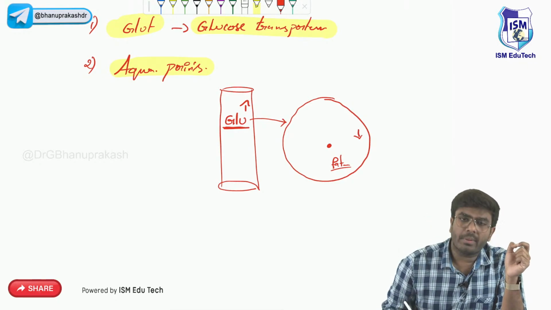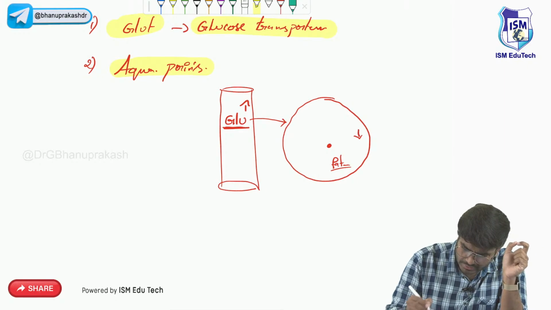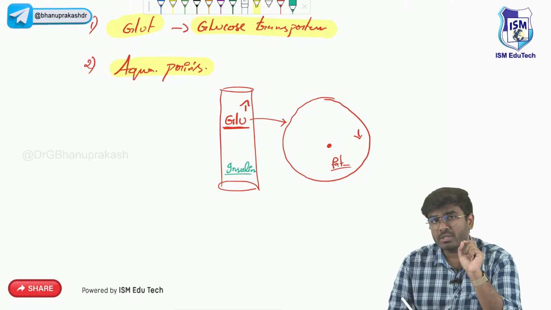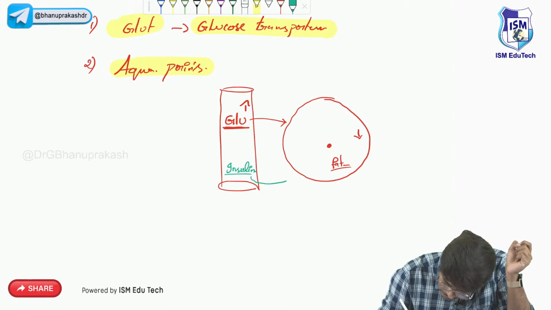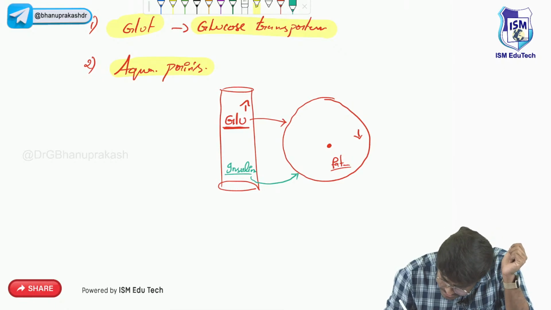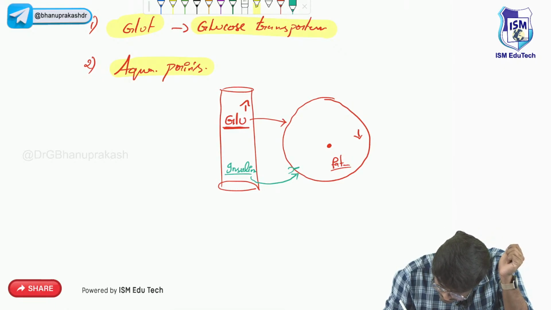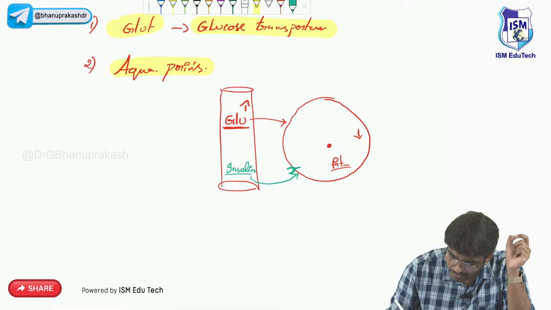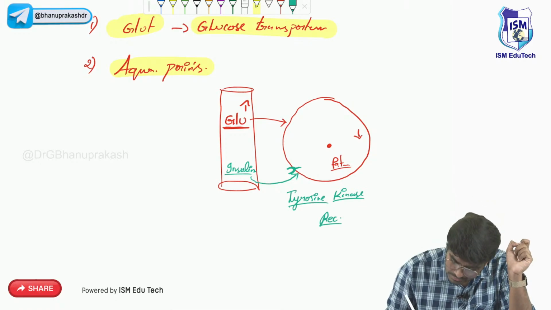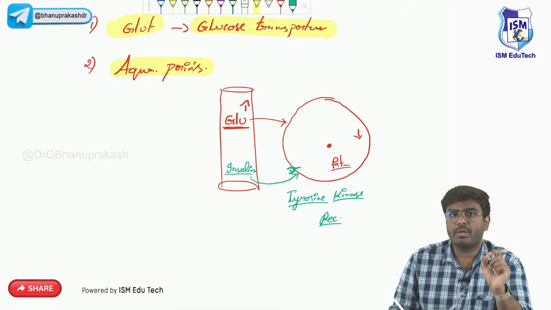Now, what should happen? I am going a little bit in detail. Normally in your blood, who is there? Insulin is there. Insulin will act on the adipocyte. Now, my question to you, if you are really good, just try to answer it. Insulin will act on which receptor? There is a receptor for insulin. The receptor is called the tyrosine kinase receptor. So insulin uses which type of receptor? Tyrosine kinase receptor.